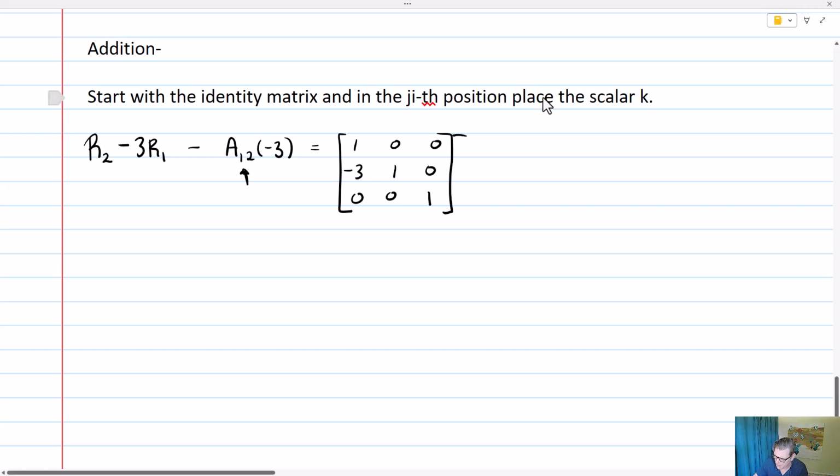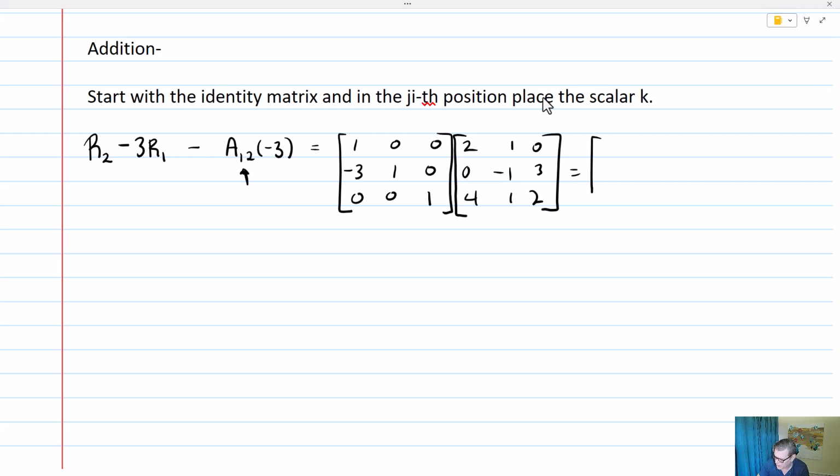So what we'll do, let's say for example we go in and we multiply this by 2, 1, 0, 0, -1, 3, and 4, 1, 2. What you'll see is that the first line doesn't change. The third line is not going to change. What's going to happen is we're going to get a change to the second line. We're going to take -3 times 2 and add it to 0. So this will become -6. We'll take -3 times 1, that's -3 plus -1, that'll be -4. And then -3 times 0 is 0 plus 3, and that'll end up giving me 3. And so what you've seen here is that we've gone in and we've added -3 times row 1 onto row 2.